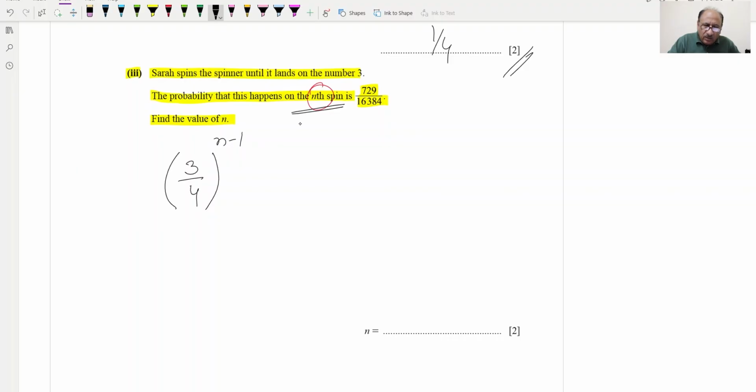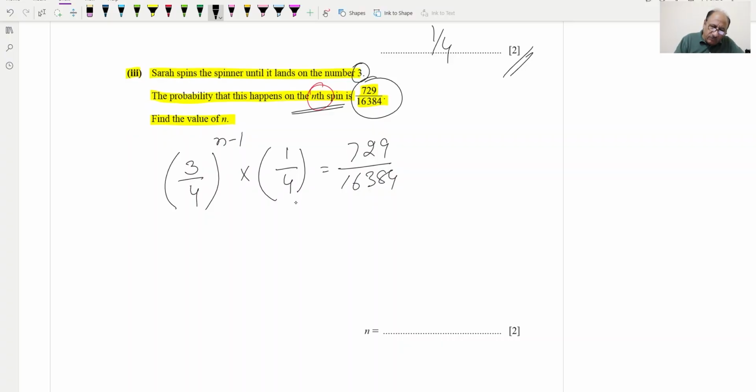Why? Because the nth time we will get 3, but before the nth time there will be n minus 1 turns in which we are not getting 3. And the second will be the nth time we will get 3, so that will have probability of 1 by 4, and this is equal to this one which they have already provided. So we can equalize to this and we will find the value of n. How will we find the value of n?